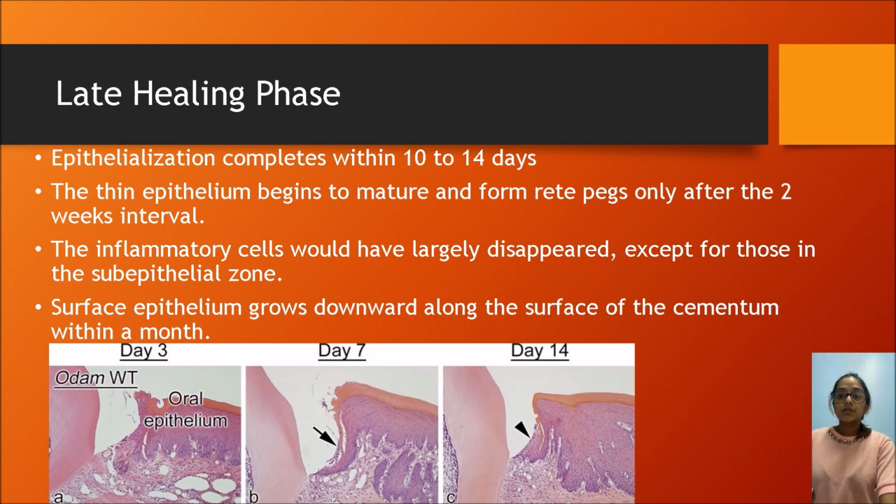The inflammatory cells would have largely disappeared except for those in the subepithelial zone. The surface epithelium will grow downwards along the surface of the cementum within a month. The diagram below will show day 3, day 7 and also day 14 of the healing of gingivectomy wound in the late healing phase.